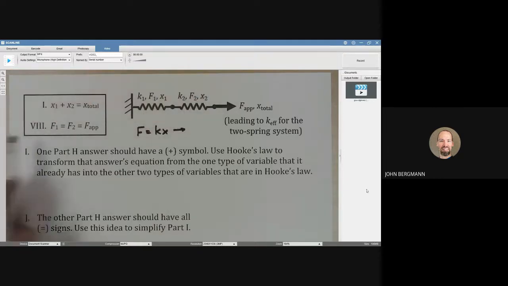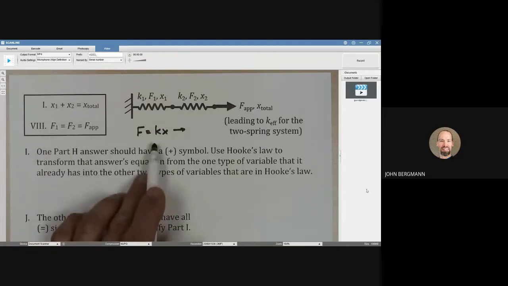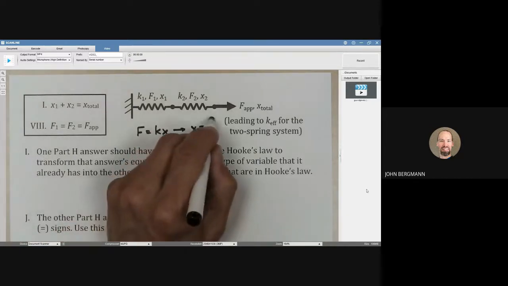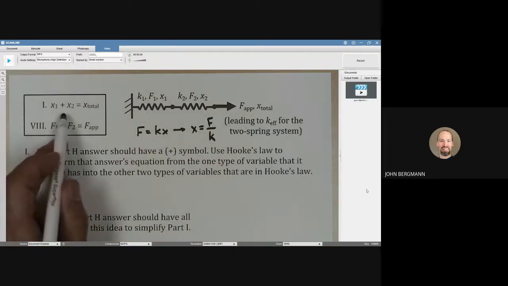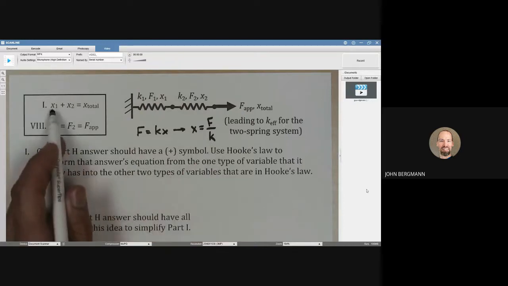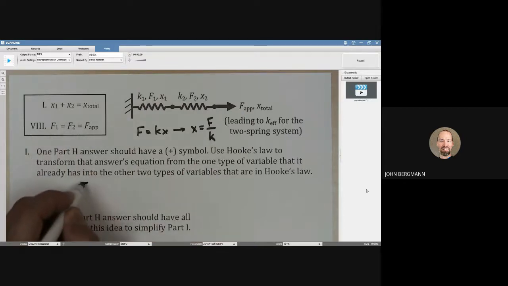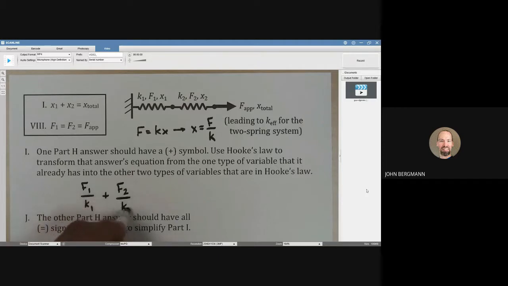If we want to transform equation 1 in terms of the other variables, isn't x equal to F divided by k? So now let's rewrite this first equation with that in mind. The displacement x1 can be written as F1 over k1 plus, now we've got F2 over k2, and that's going to equal the applied force, which we're pulling with, divided by k effective. The effective spring constant of the system.